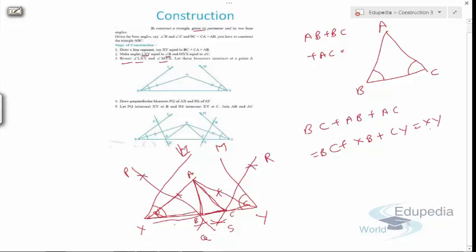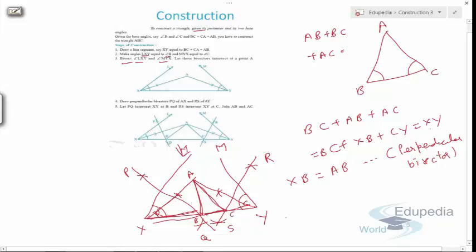Now we know that XB, this part, is equal to AB. Why? Because PQ is a perpendicular bisector. We can say that XB equals AB. Why? Because we have drawn a perpendicular bisector, right? Now next we can say that similarly CY is equal to AC. So CY equals AC.